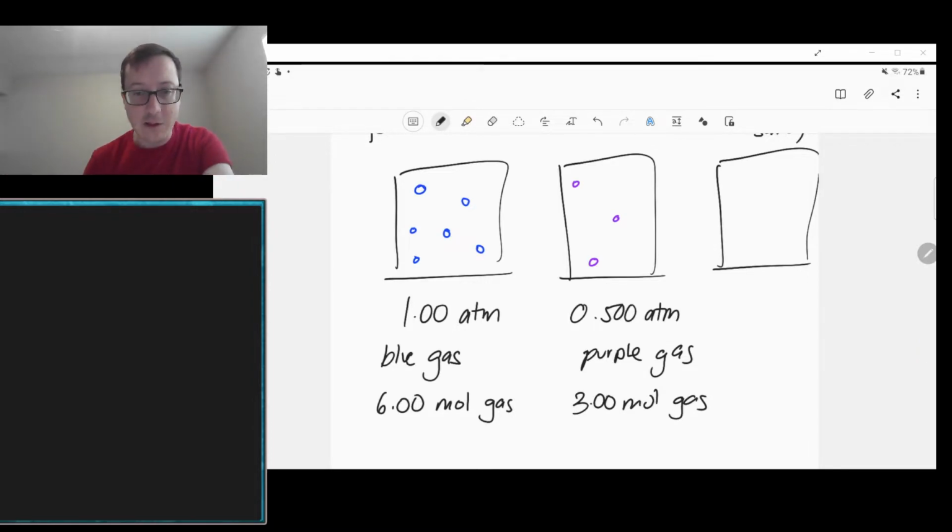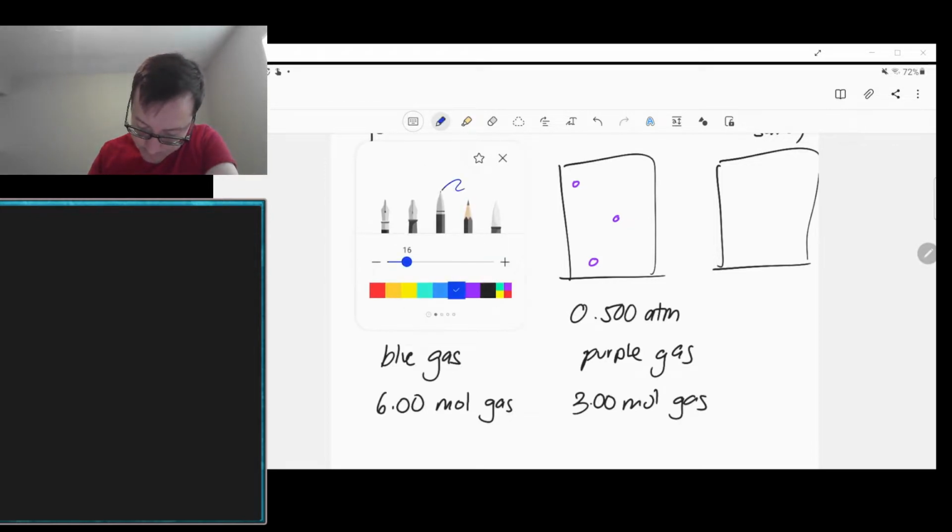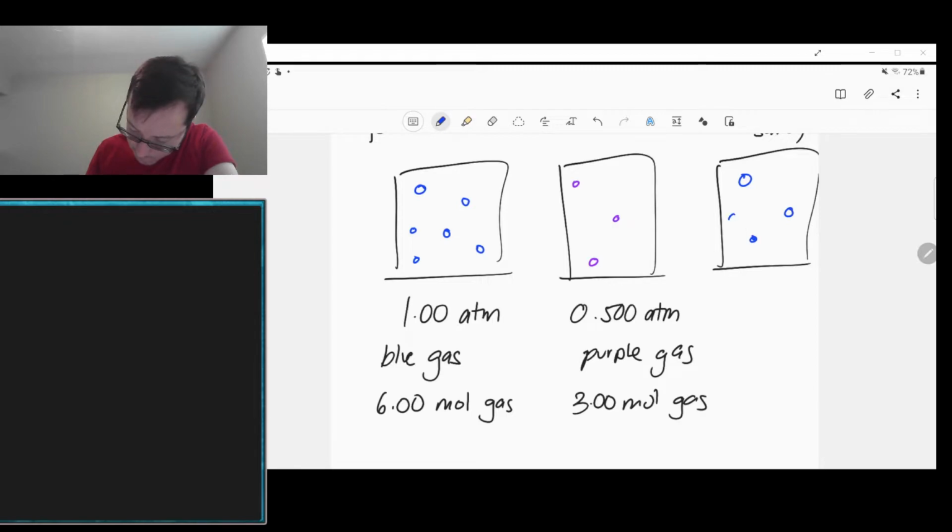And hopefully we understand the relationship between pressure and moles, right? The more moles we have, the more pressure we have. So say, for purple, I have 3 moles and 0.5 atmospheres. If I double the moles, I'm going to double the pressure, right? Because they're going to hit twice as often because there's twice as many particles in there. If I mix these together, we're going to see that if we were to measure the pressure, it would be 1.5 atmospheres.